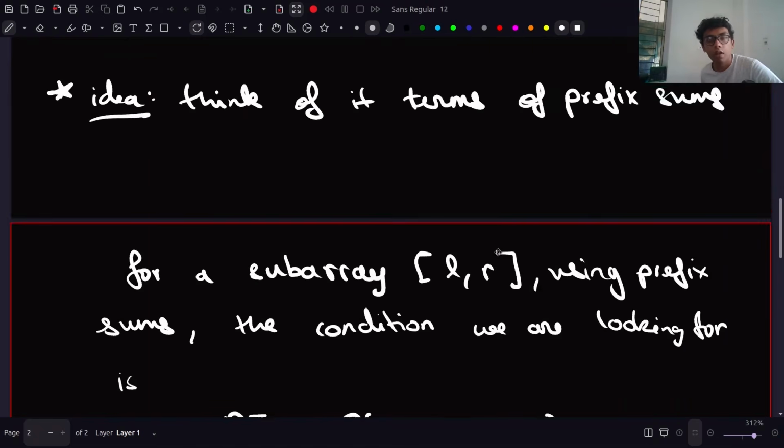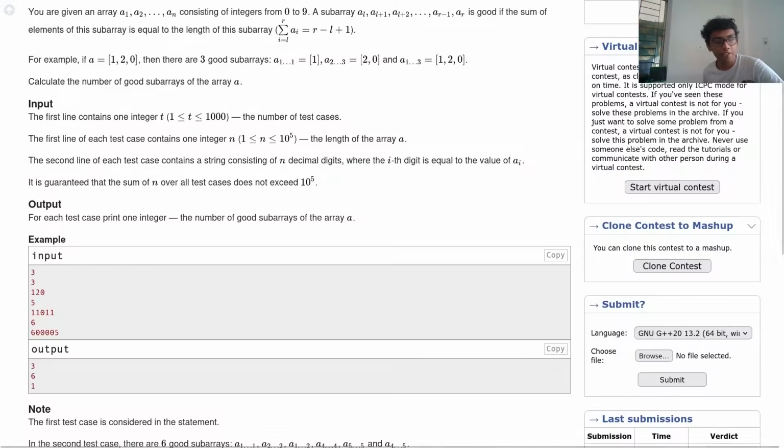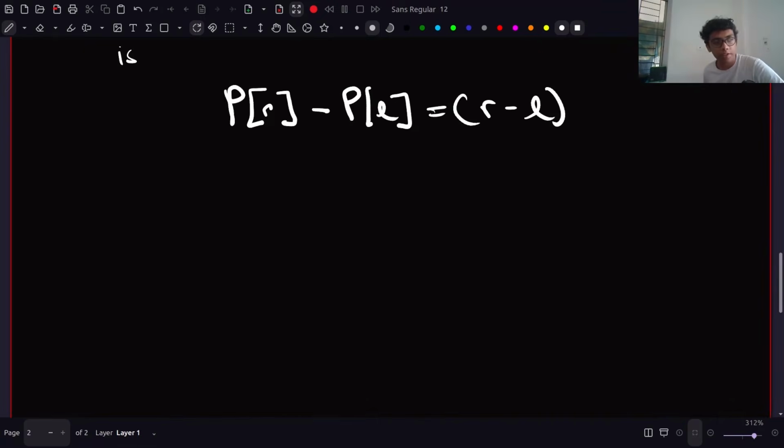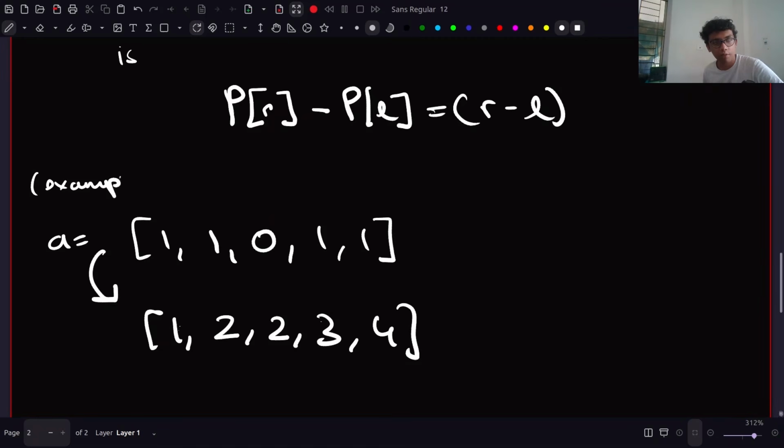All right. So what have we done so far? Let's take an example, the array 1, 1, 0, 1, 1. Let's say we have the prefix sums, right? The prefix sum is 1 over here, 2 over here, 2 over here, 3 over here, 4 over here. These are the prefix sums. So this is our array, and this is the prefix sums which we have calculated.